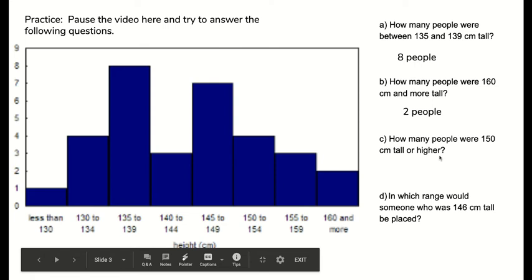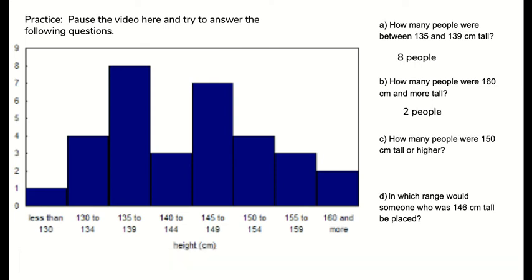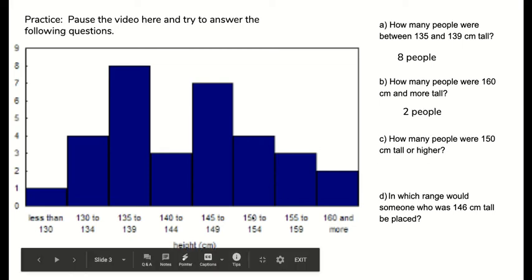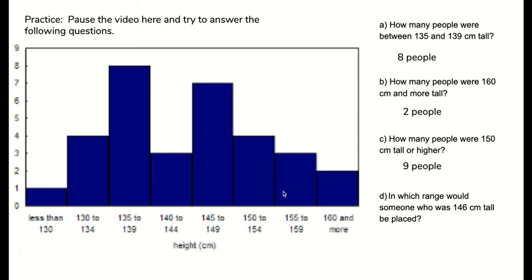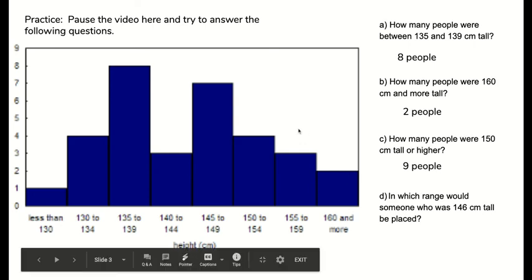Question C, how many people were 150 centimeters or taller? This one was a little bit more challenging because there were actually a couple of steps here, right? 150 centimeters or taller could be any of these 3 intervals down here, okay? 150 to 154, 155 to 159, or 160 or more. So I would actually need to add up the frequencies of these 3 intervals, and that would give me 9 because I see 4 plus 3 plus 2.